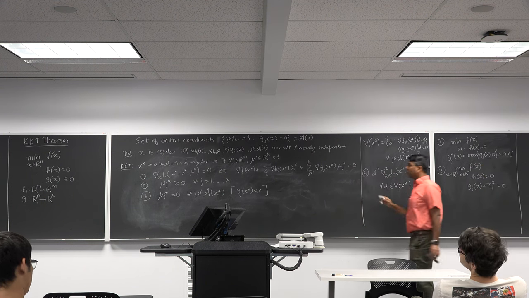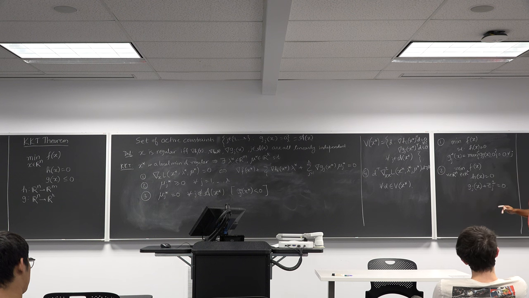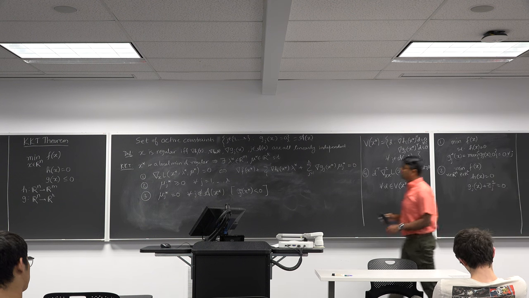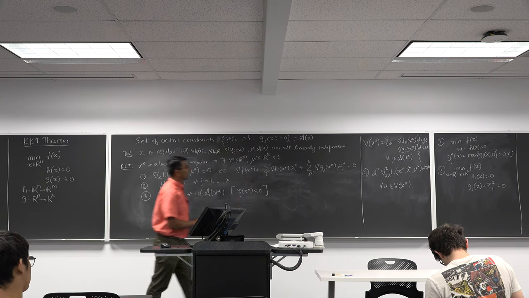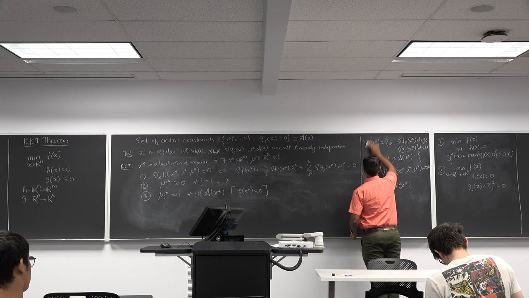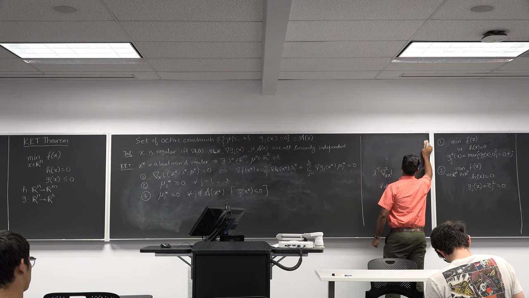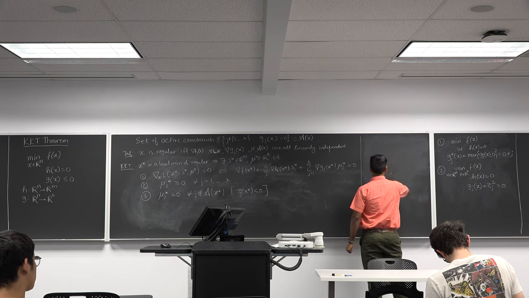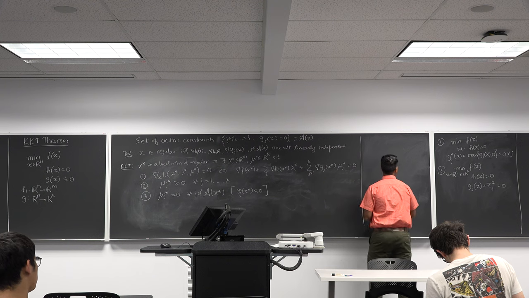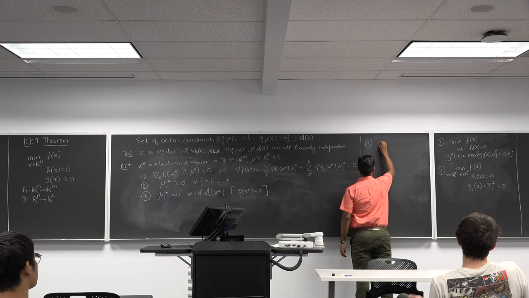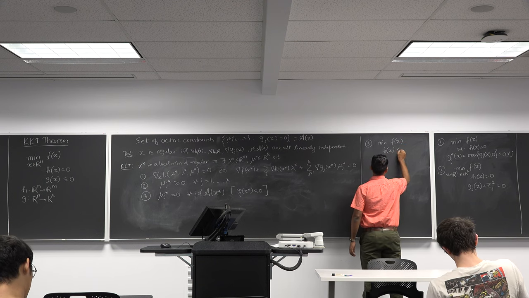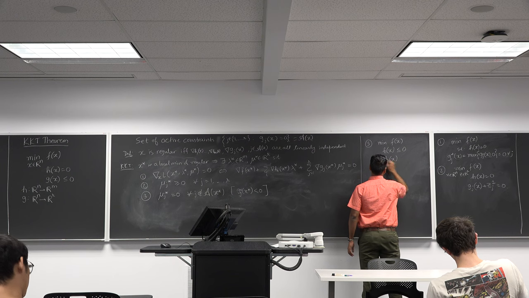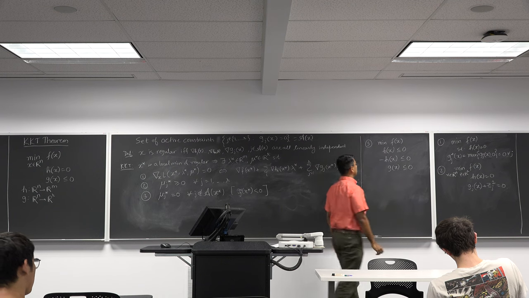Now, if you start with an equality constraint problem, how do you convert it to an inequality constraint problem? So let's look at an approach. I want to minimize f of x such that h of x is less than or equal to 0, minus h of x is less than or equal to 0, and g of x is less than or equal to 0.